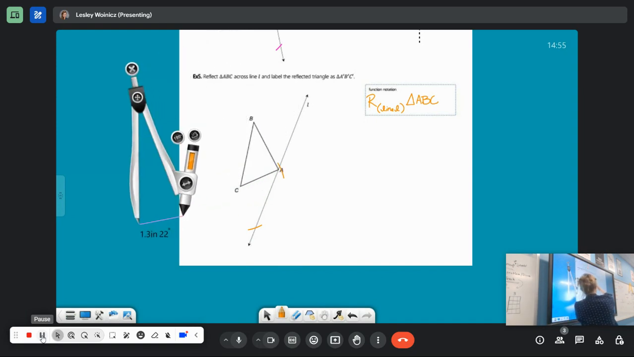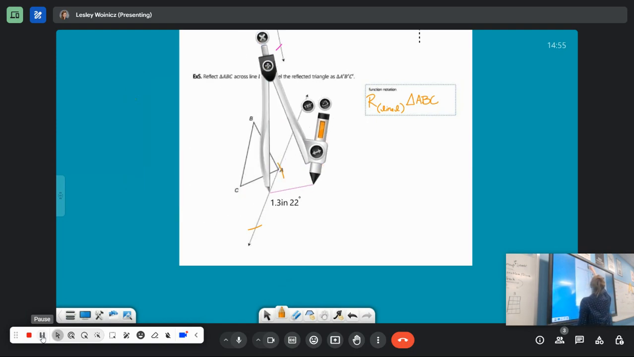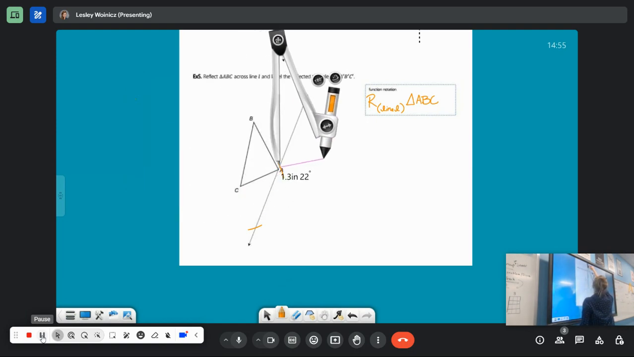Okay, so I've now created a segment whose endpoints are equidistant from point C. So I don't want to change the radius of my compass. I want to keep it the same, and I want to find the point on the opposite side that is equidistant from those endpoints. So keep your same radius.